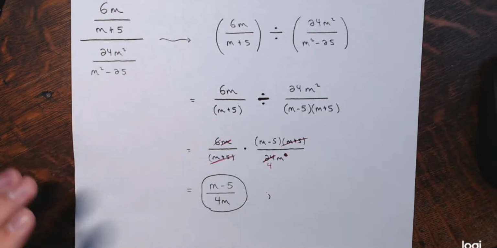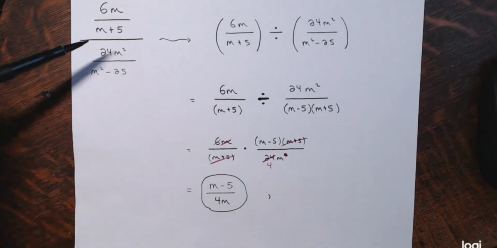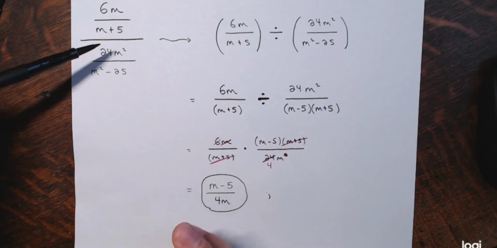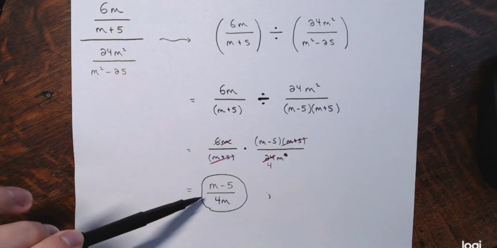And once again, you can check this out, test some values of m. Replace m with anything you want except for certain values, which I'll get to, and the value of the original expression should be the same as the value of this final one.